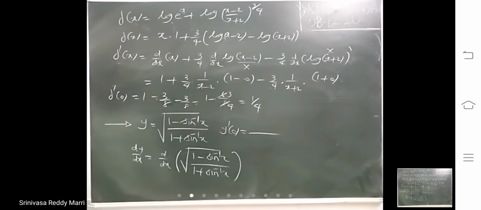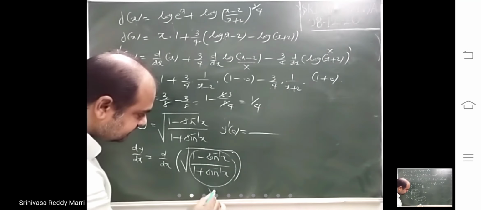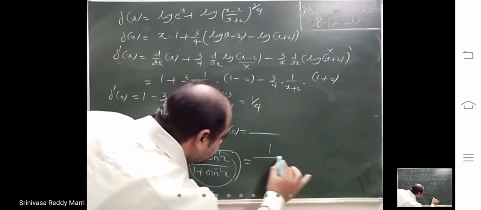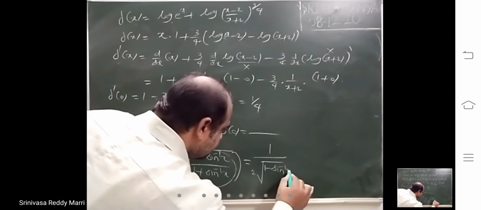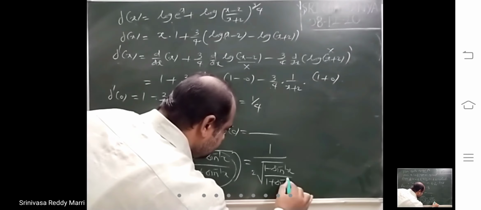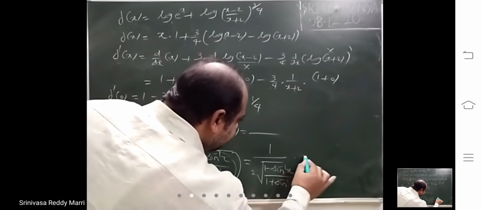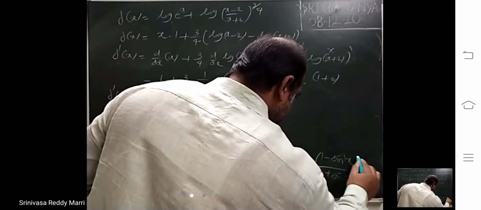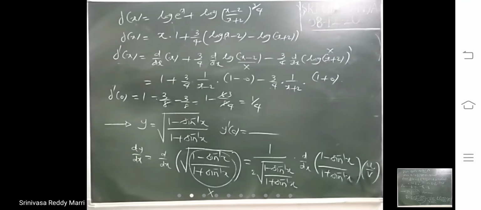So now look at it. Whenever a root is there, you take this complete expression inside the root as capital X. d by dx of root x is nothing but 1 divided by 2 root x, into the d by dx of capital X. So this is u by v, and that again needs a derivative.